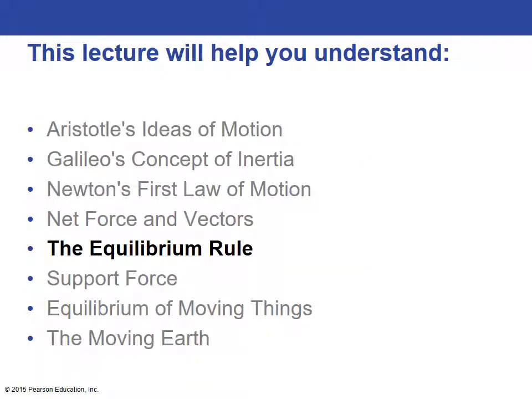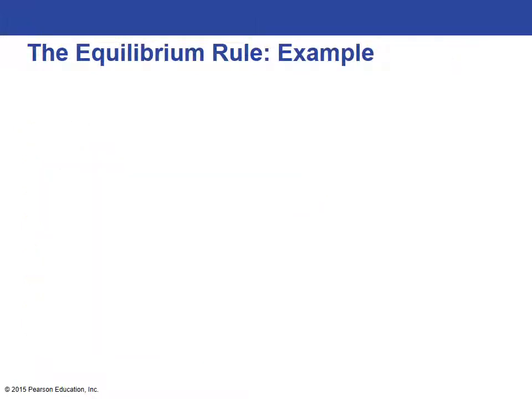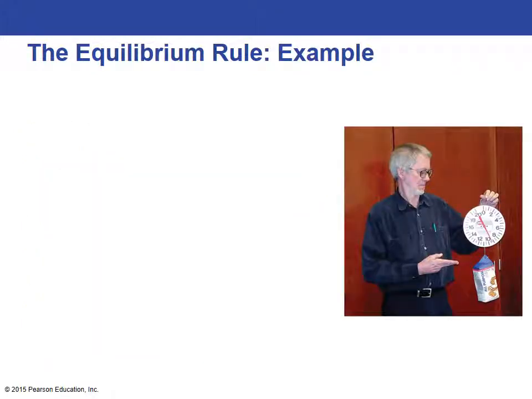All right, let's move ahead to the equilibrium rule. Old Nellie on that rope was at equilibrium. She was neither moving up nor down. She was a body at rest, staying at rest. She had equilibrium. All right, we will do this in class.